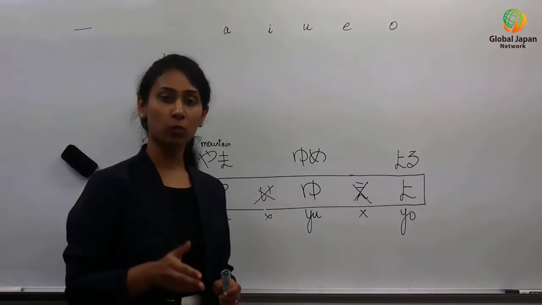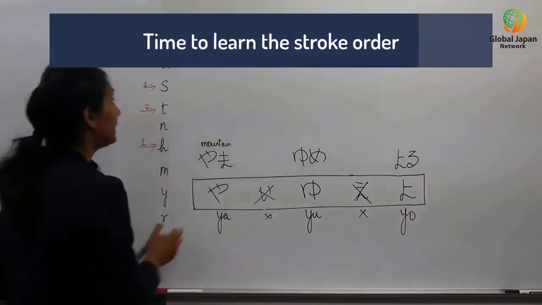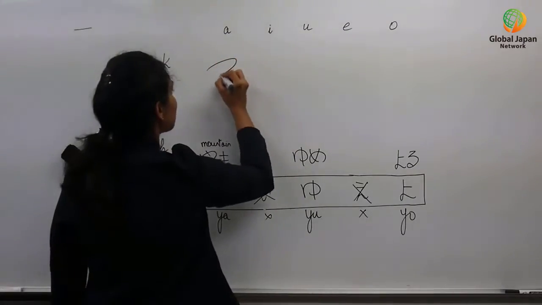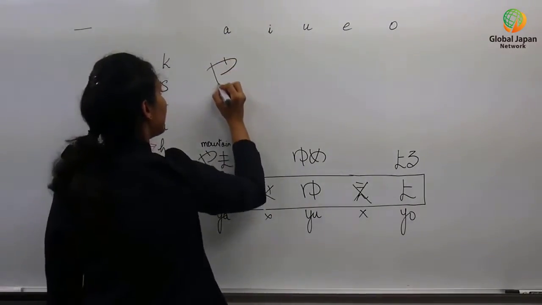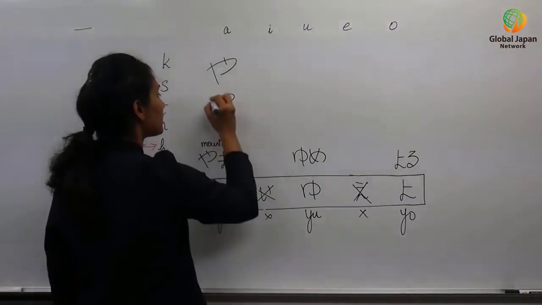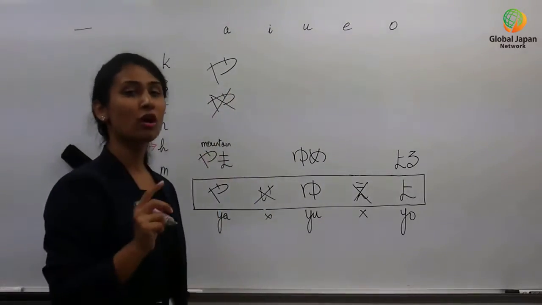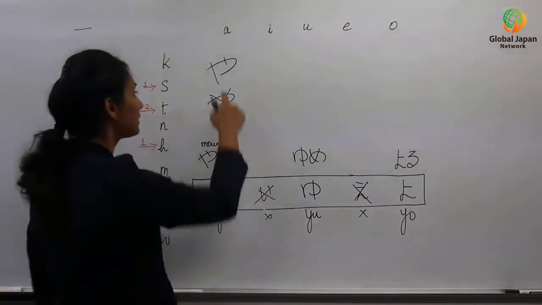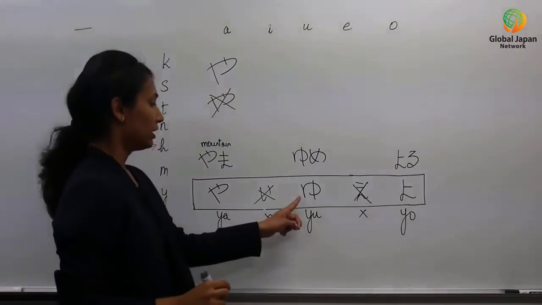So this is about the words, now getting into how they are written. Ya. First is this one. Second is the smaller line and then the longer line. Some write it this way, where the longer line is shorter. This is not the correct stroke order, technically speaking. This is the way. This one first and then this one. Yu.